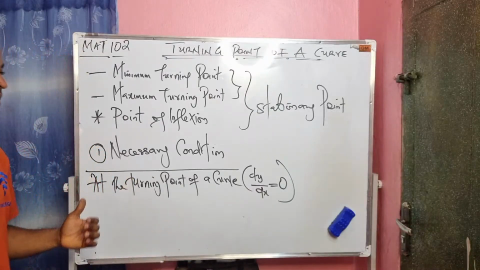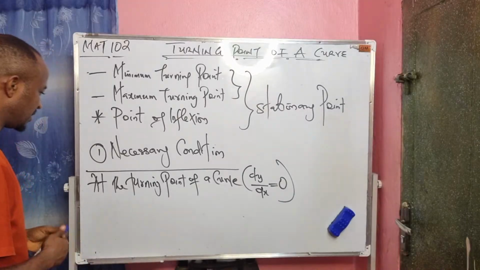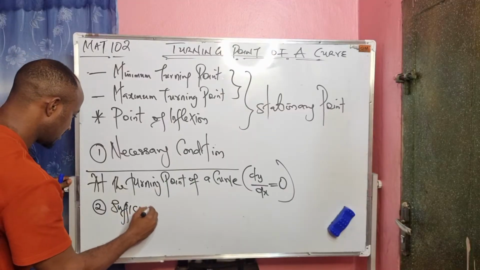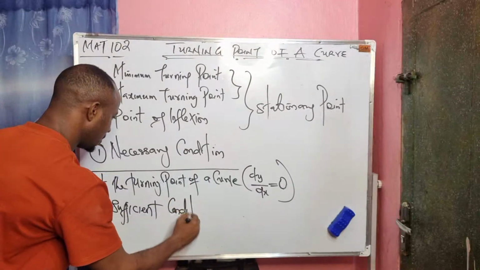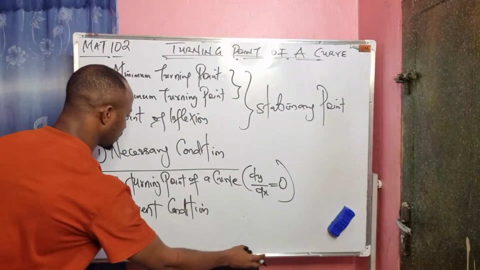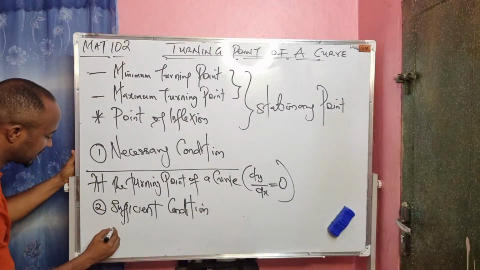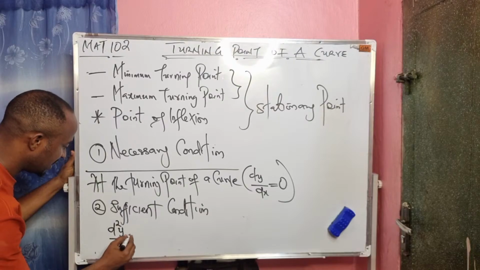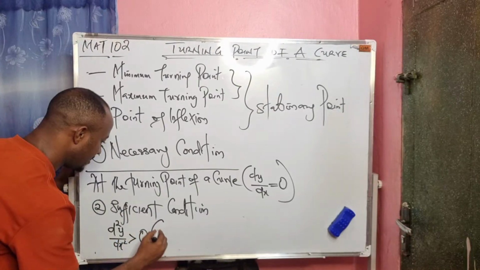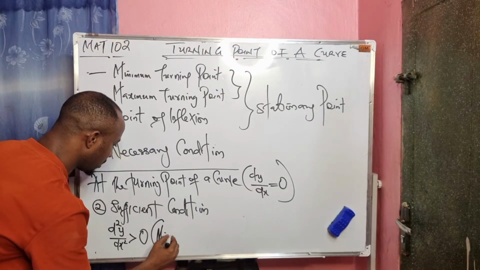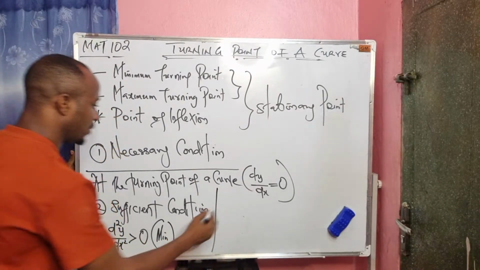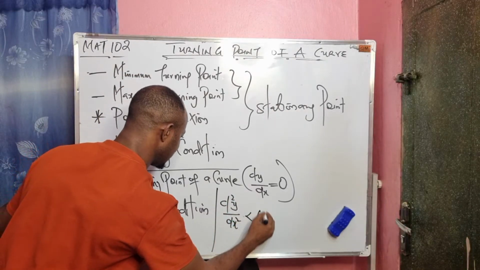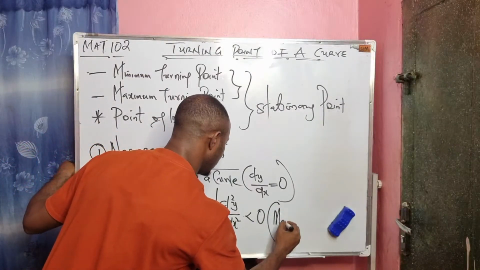Now, the second condition is called the sufficient condition. What does this condition say? The sufficient condition says that when the second derivative, d²y/dx², is greater than 0, we have a minimum turning point. When d²y/dx² is less than 0, we have a maximum turning point.